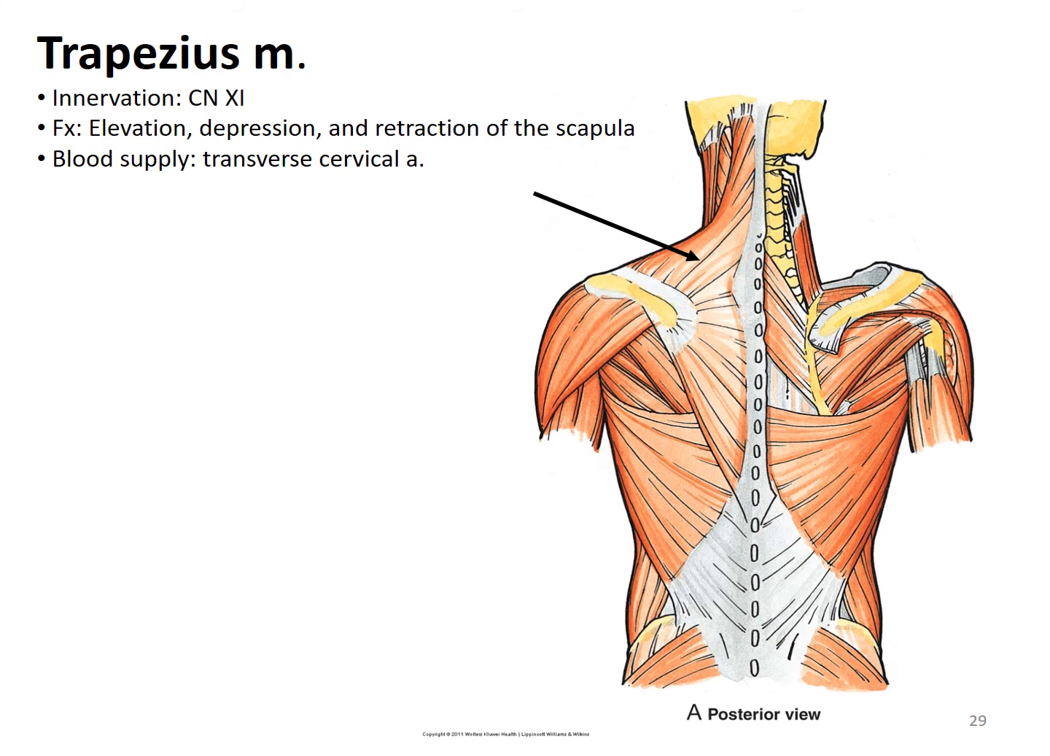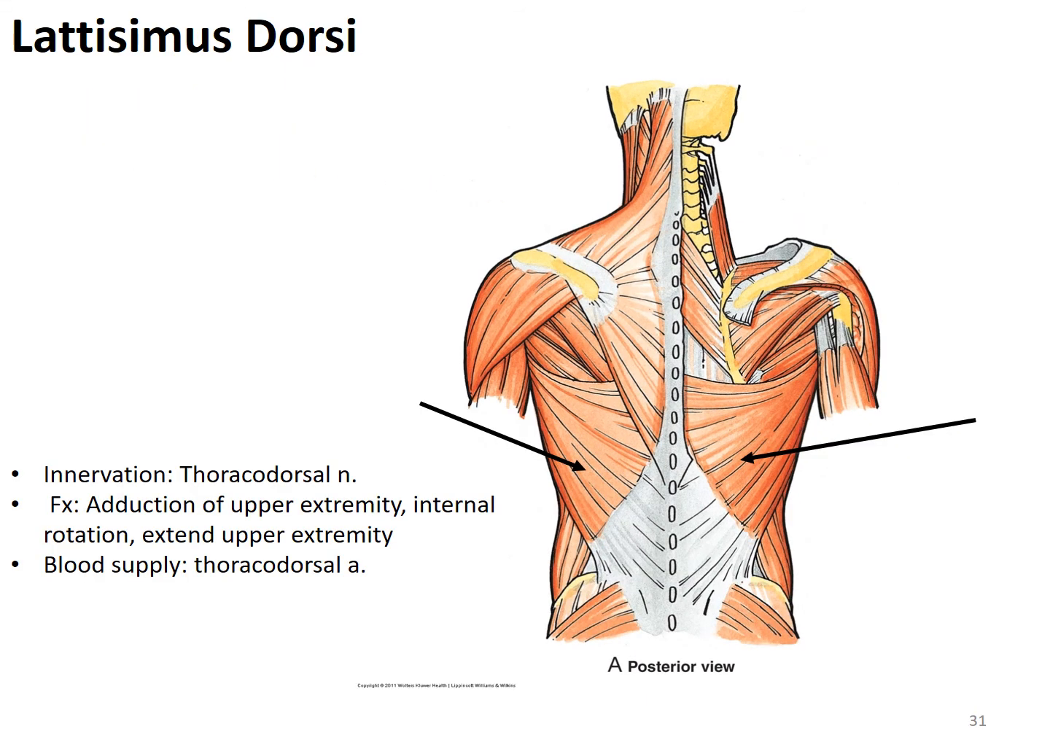Your trapezius is innervated by the spinal accessory nerve. It functions to elevate, depress, and retract the scapula. Blood supply is by an artery called the transverse cervical artery. The widest, the latissimus dorsi, especially pronounced in people who row a lot, is innervated by the thoracodorsal nerve. Its function is to adduct the upper extremity and to internally rotate the upper extremity, and the blood supply is by the thoracodorsal artery.